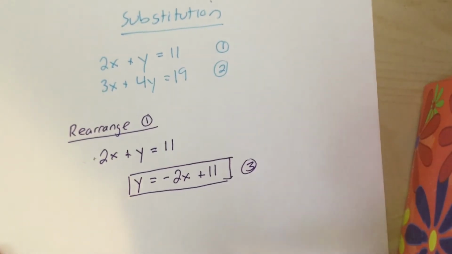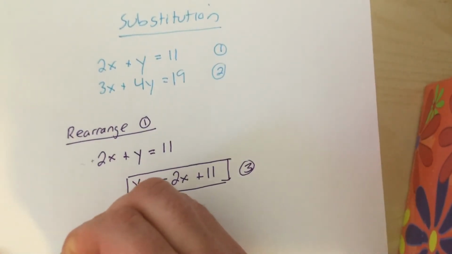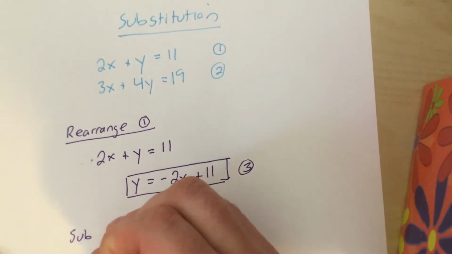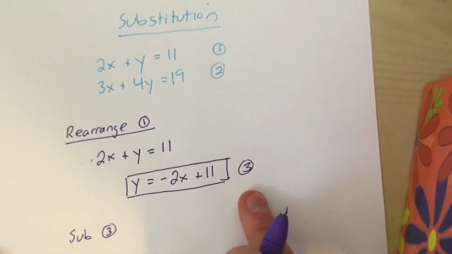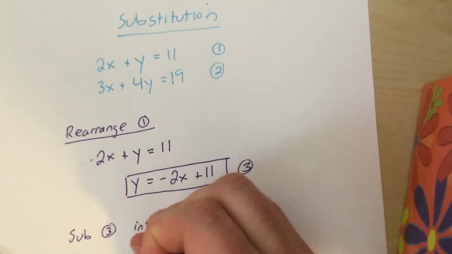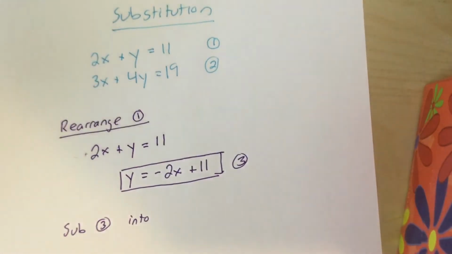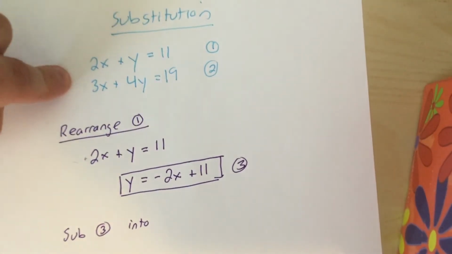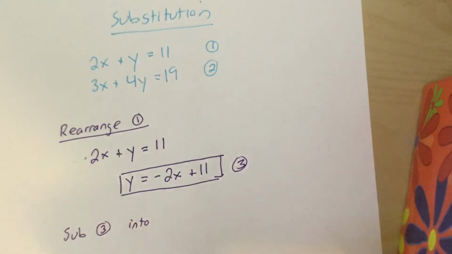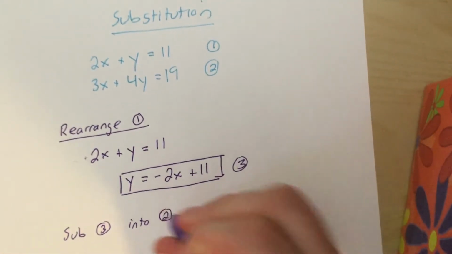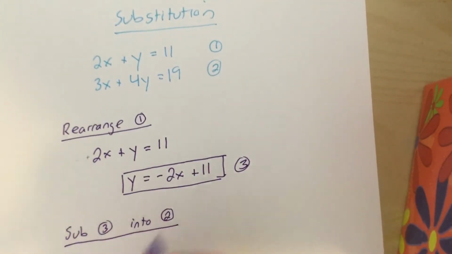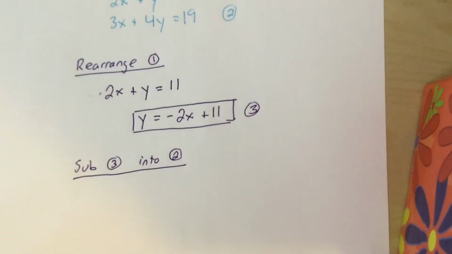So our next step is going to be, we're going to sub equation 3, the one we just made, into the equation that we didn't use. So we rearranged 1. The equation that we did not use is number 2. So I'm going to sub equation 3 into equation 2. And I'm going to show you how to do that.